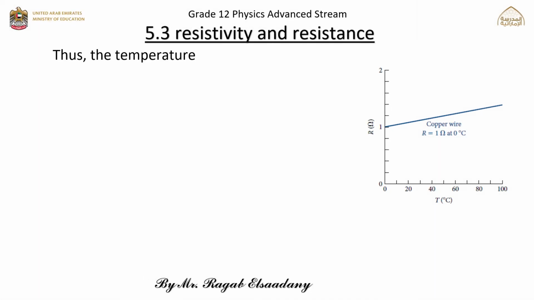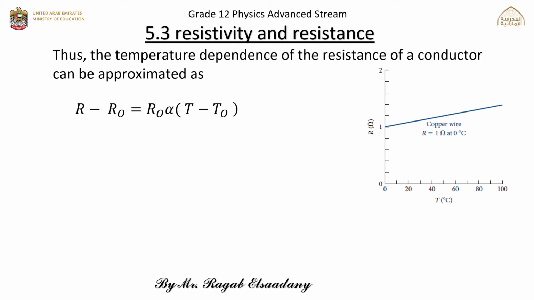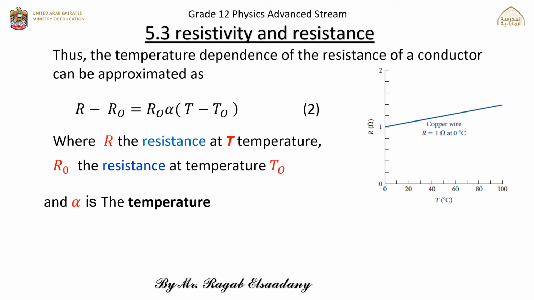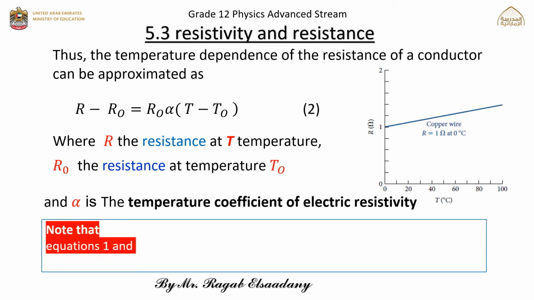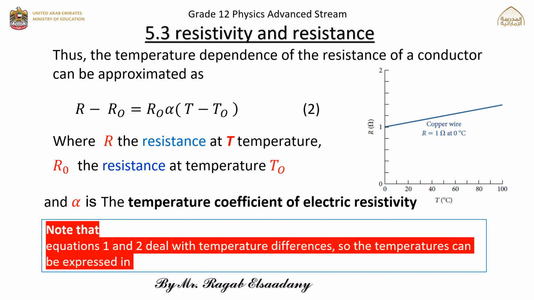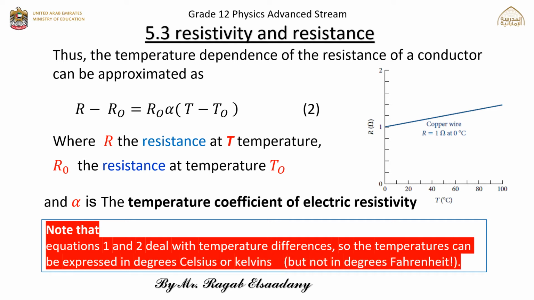Thus, the temperature dependence of the resistance of a conductor can be approximated as R minus R naught equals R naught alpha times T minus T naught, where R is the resistance at temperature T and R naught is the resistance at temperature T naught, and alpha is the temperature coefficient of electric resistivity. Note that equations 1 and 2 deal with temperature differences, so the temperature can be expressed in degrees Celsius or Kelvins, but not in degrees Fahrenheit.